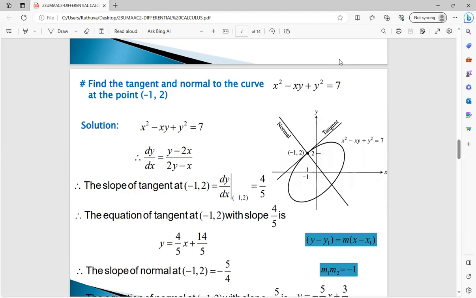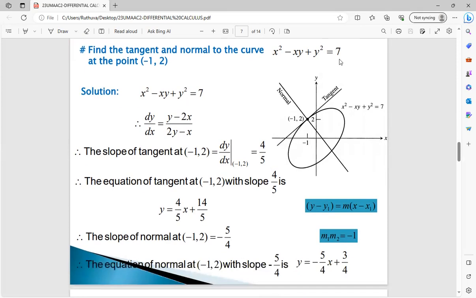Okay, next we draw the tangent line and also draw the normal. Next, we have to check that the tangent line and normal line are perpendicular. We have the property with m1 and m2: m1 into m2 equal to minus 1. We have to check that at the point.